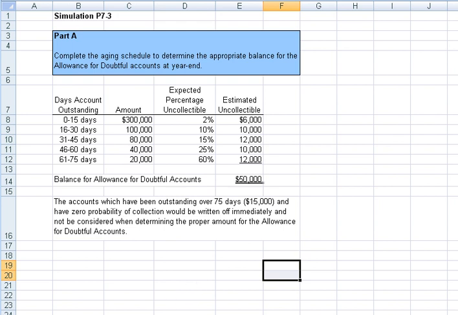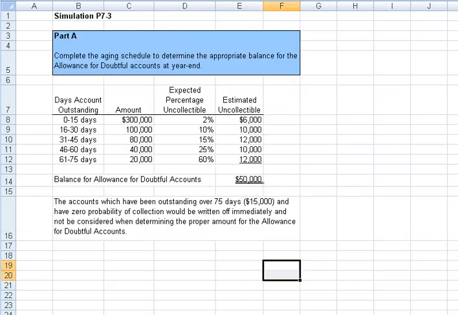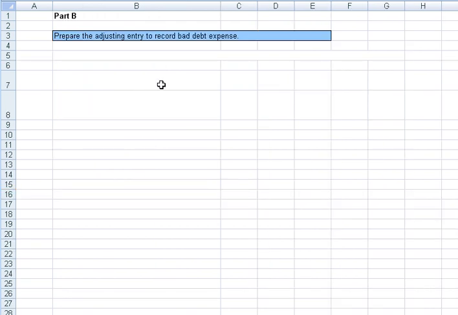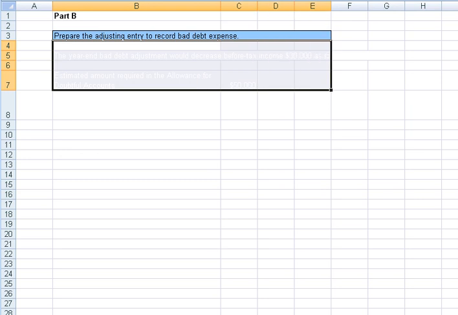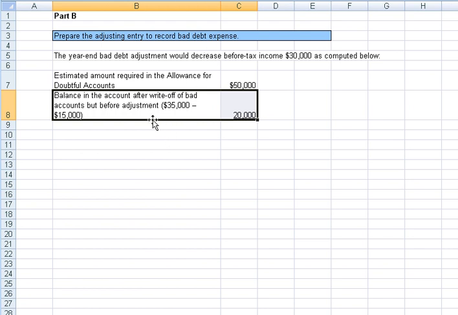Let's take a look at Part B now. Part B says prepare the adjusting entry to record the bad debt expense. Back in Part A we had a total of 50,000, which is what the allowance should be. So if we bring that to light, let's put a couple of columns down here. We should recognize that the year-end bad debt adjustment would decrease before-tax income by 30,000, and here's how we compute that. We came up with the 50,000. Then the next thing we need to do is determine the balance in the account after the write-off of the bad debts, and it would be 20,000.